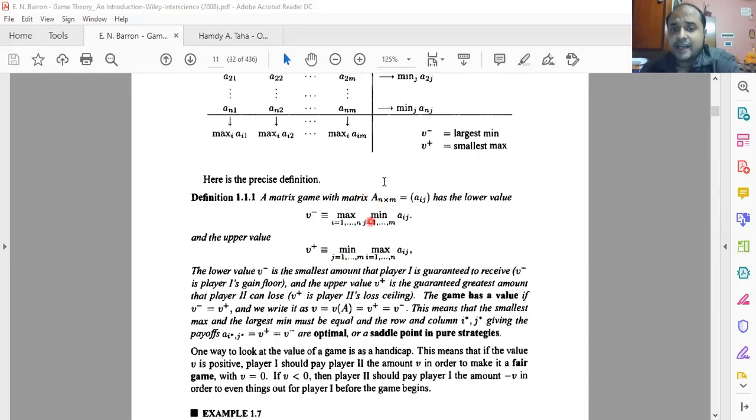So in general, they are stating the definition. Therefore, they are choosing n number of rows and m number of columns, because they are stating a definition of something. So they have considered the general case. So this is the matrix, and the matrix has the lower value, that is nu minus. It is called max of min of Aij. All the Aij's have been chosen over here, and j has been run from 1 to m. j is the column and i is the row.